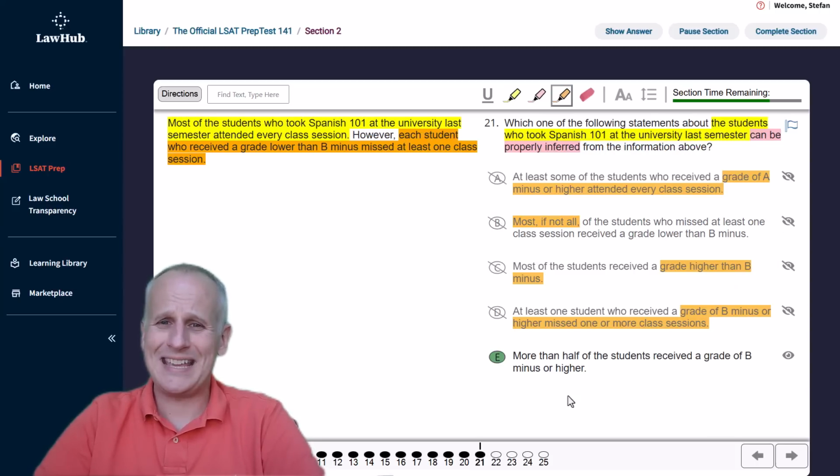And of course, choice E is the only one that is guaranteed to be true, which we know is what we're looking for as the correct answer for any inference task in the logical reasoning sections of the LSAT.